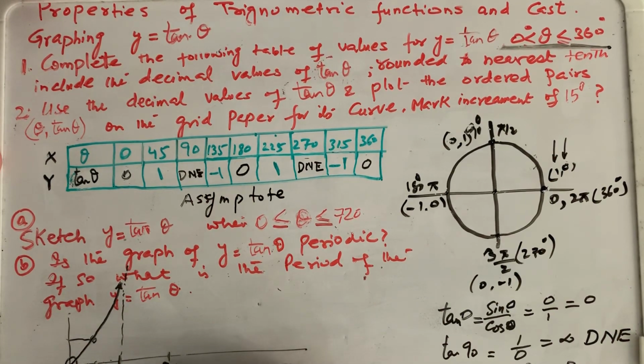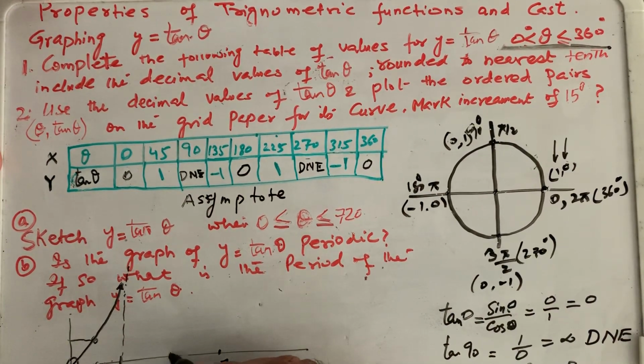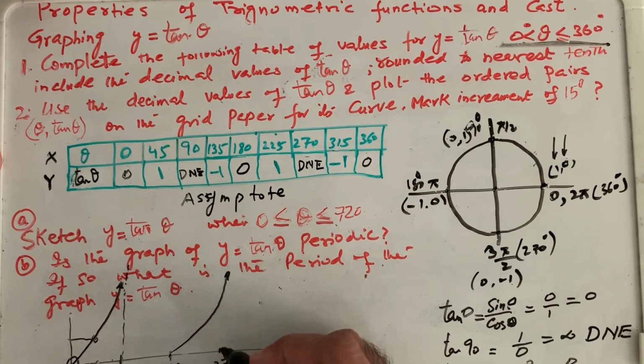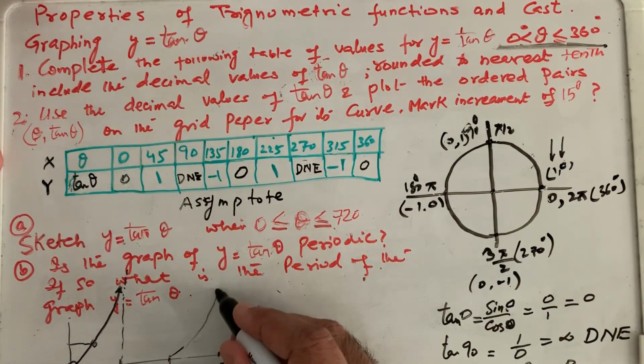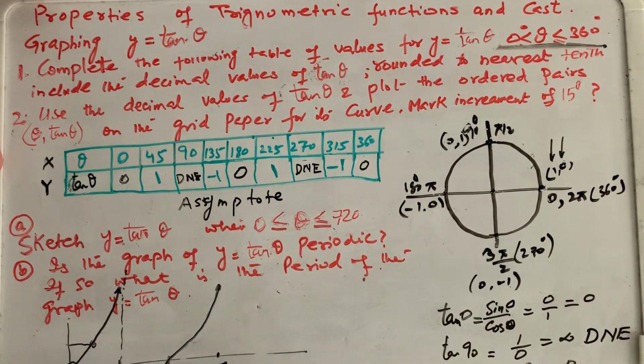So we have 180, right? Then at 270, I have the same thing. At 270, it's approaching, but it's never touching. So this part will be going this way and never touching the 270 point. Because it never touches, it is an asymptote. And on the negative side, it never touches 90. So this will be the curve which we get at 180.